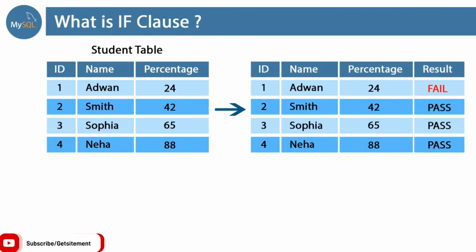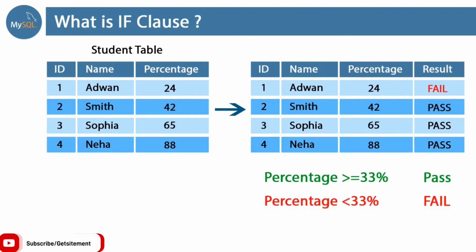Something like that. Here you can see Advan did not pass the exam. That's why in the result column it prints fail, and for those students who pass the exam it prints pass in their result column. So here you can see a custom column named result. We create the custom column based on a condition, and this is our condition: if student percent is greater than or equal to 33%, then print pass in the result column. Otherwise return fail. If I want to create a conditional based custom column, for this we need to use the IF clause.